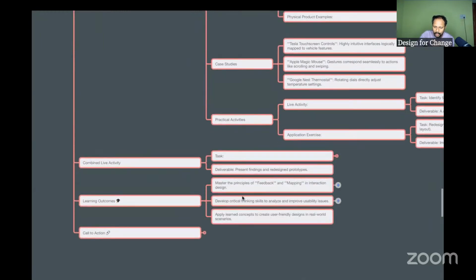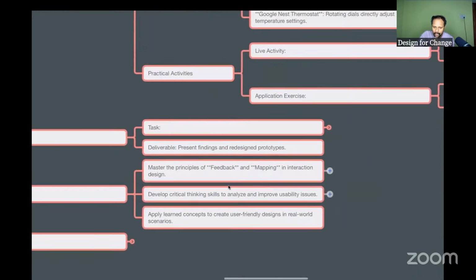So what you will learn after you do these activities is the principle of mapping and feedback, and you will develop critical thinking skills to analyze what the error is, what went wrong. You're not always taking an advocate's side of your design. You're also being critical of your design to know, 'Acha, I made a mistake. Acha, this is not correct. So let me add feedback. Let me provide a proper mapping.' Let's understand it that way. Your consciousness will grow high.